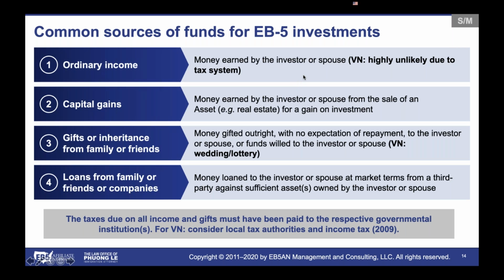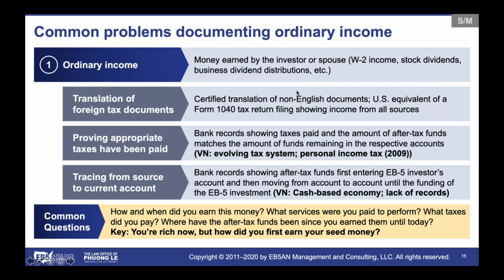And on the next slide, we'll very quickly touch on this, and we won't go too in depth because that's going to be in the next section. So when we're thinking about ordinary income, this is, as I mentioned, the money earned by the investor or a spouse, and it's shown through any official documentation from the company or from the government taxation side, showing where the ordinary income came from.